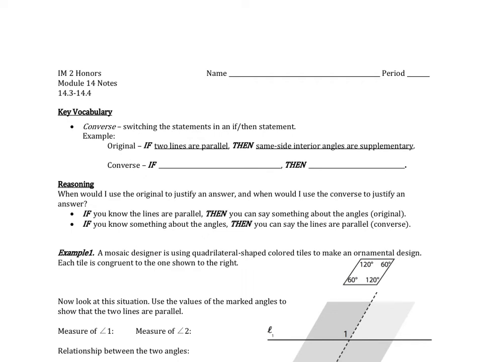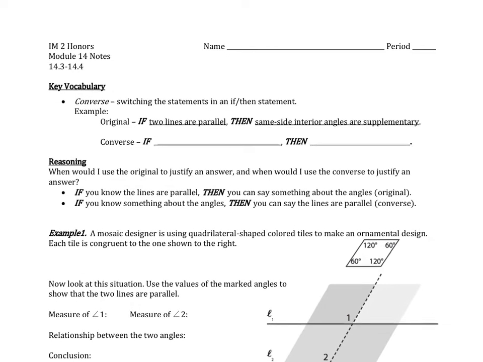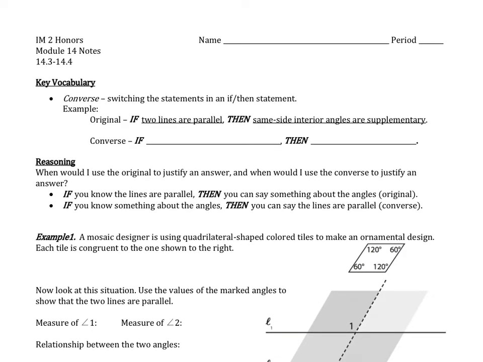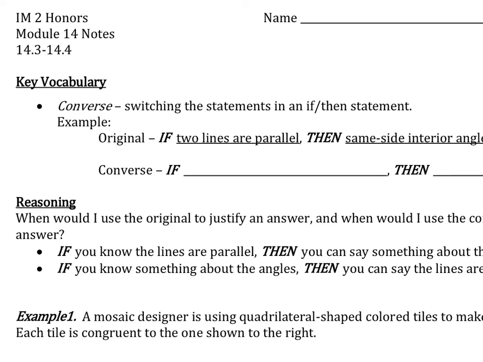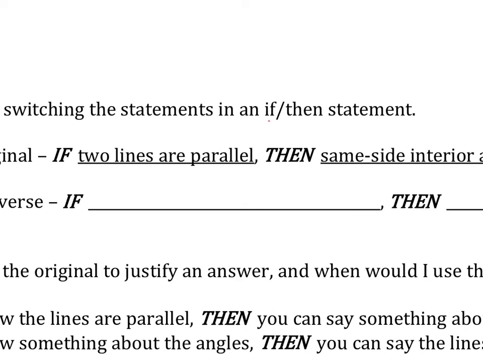Okay, so these are the notes for Module 14.3 and 14.4. Again, we're working with angles and parallel lines. To start with, we have some key vocabulary. The first word is converse. Now, these aren't the shoes that you like to wear, but it's talking about an if-then statement. In an if-then statement, you have if something happens, then there's a result.